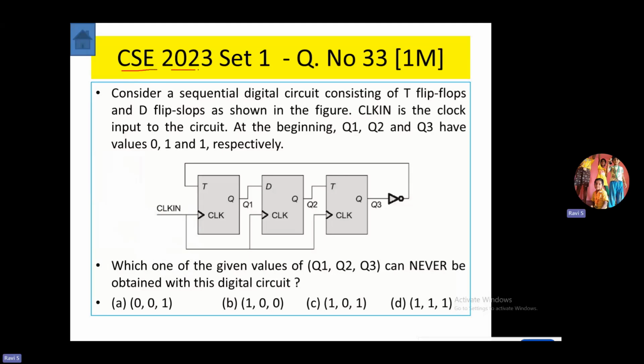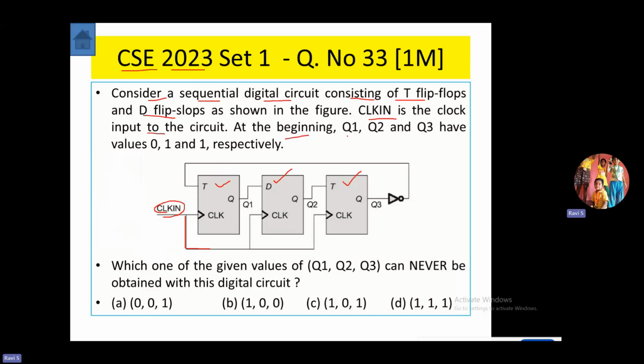GATE CSE 2023. Consider a sequential digital circuit consisting of T flip-flops and D flip-flops. As you can see in the diagram, there are two T flip-flops and one D flip-flop. CLKIN is the clock input to the circuit. So here is our clock input, which is given as clock input for all three flip-flops. So it is a synchronous sequential circuit.